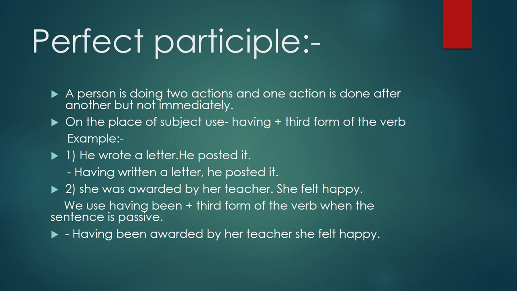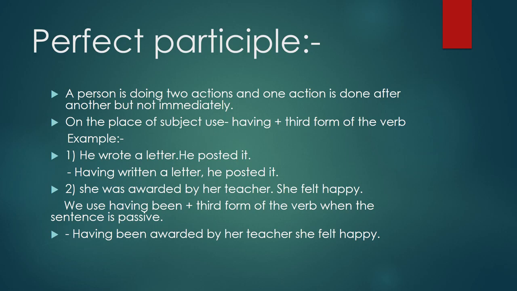Perfect participle. A person is doing two actions and one action is done after another but not immediately. So here on the place of subject, we use having plus third form of the verb. For example, he wrote a letter, he posted it. So here we are using having on the place of subject. Write, wrote, written is the third form of the verb. Having written a letter, he posted it.